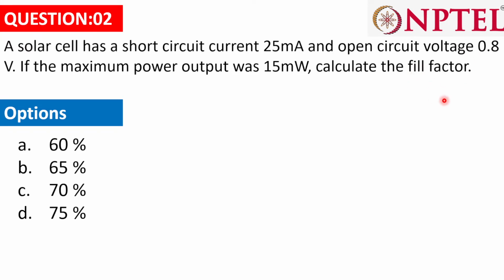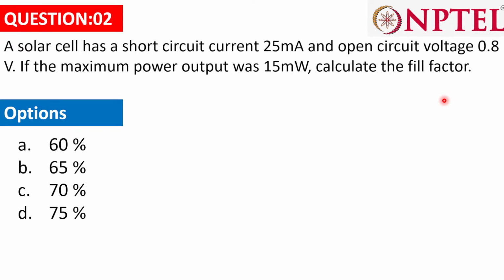Im Vm upon Isc Voc. Isc into Voc divided by Pm. Just check Vm and Im. So you are saying Isc Voc divided by this power output, right? Yes, sir. Then please calculate it. If you are saying Voc into Isc, then just multiply 25 into 0.8 and divide by 15.